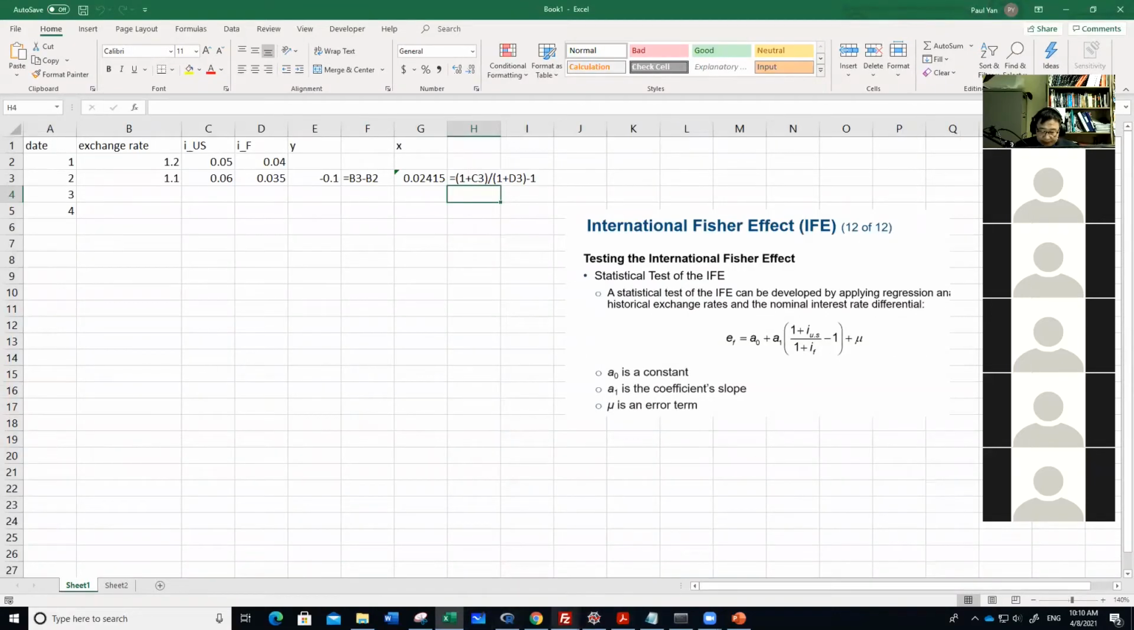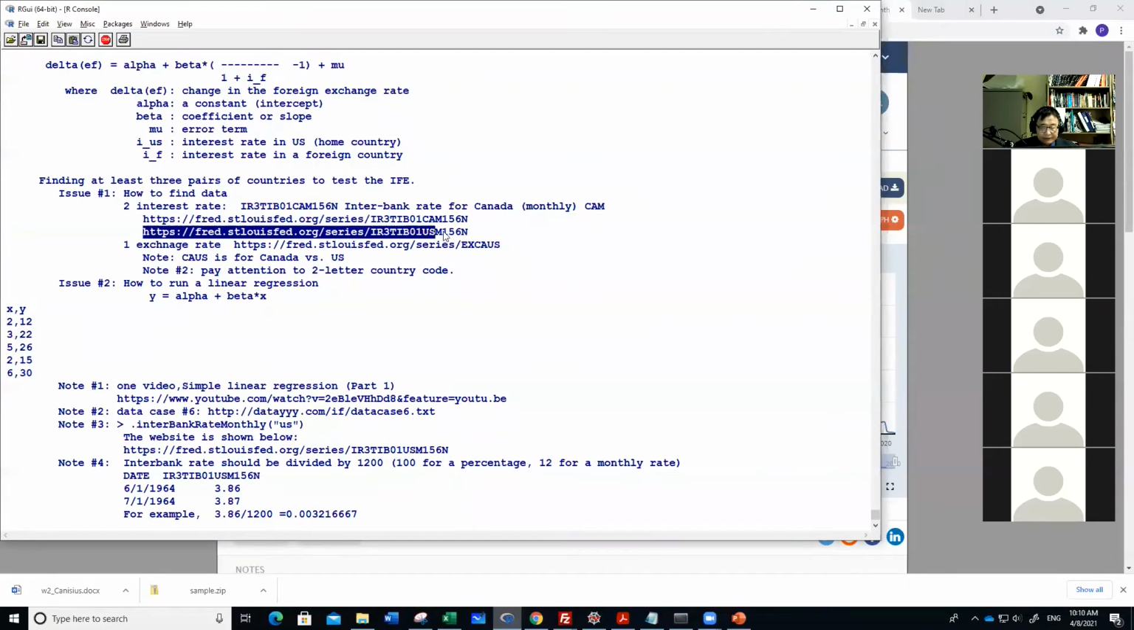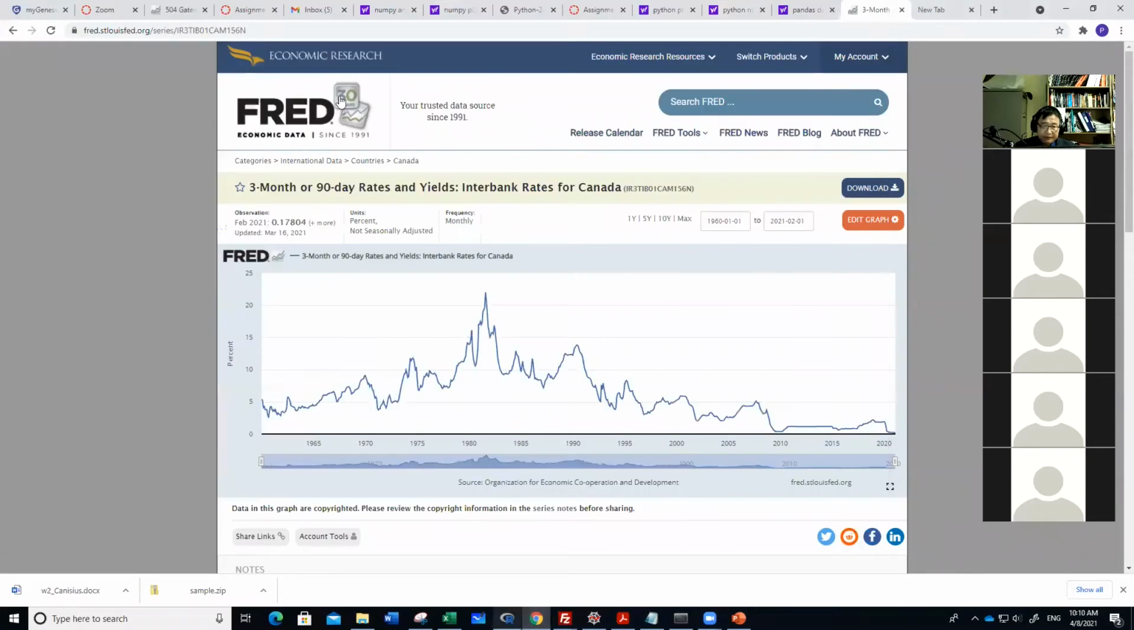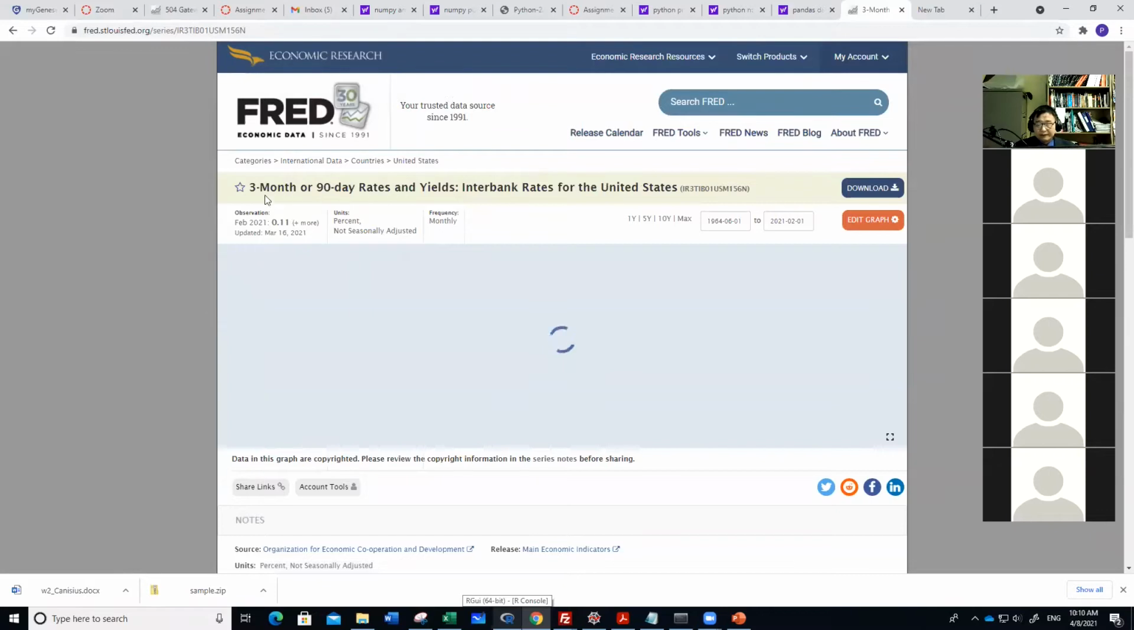Okay, so let's look at the second one. This is the 3 months interest rate in the US. It is identical in terms of frequency and in terms of interest rate: 3 months or 90 days rate and yield, interbank rate for the United States. Again, the frequency is monthly. You click download, and you can download the CSV or Excel file. So this is the second time series.